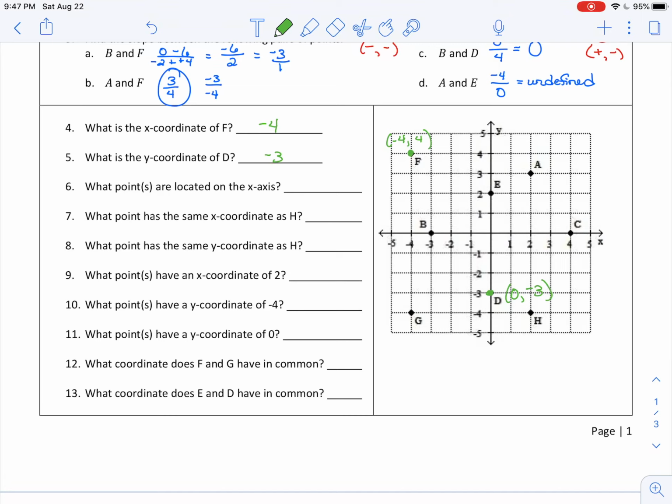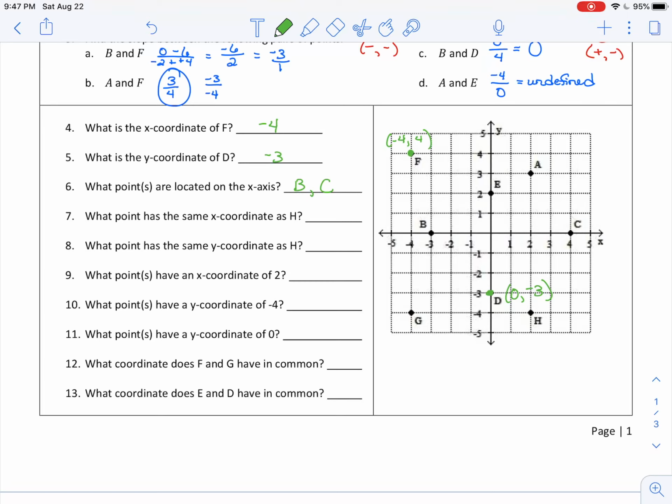What points are located on the x-axis? The x-axis is labeled for us, so we can see that there are 2 points sitting on the x-axis. I see point B and point C, so I'm going to list those 2 capital letters. I'm going to put a comma between them because later on in the semester, BC will mean something different, and I don't mean that thing, so I'm just listing 2 separate capital letters.